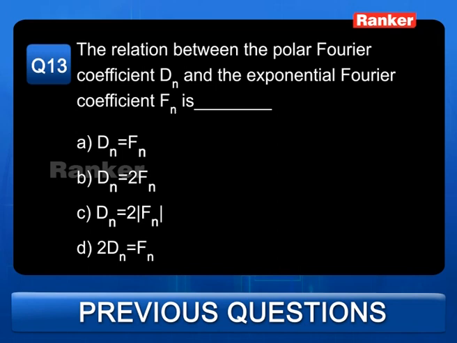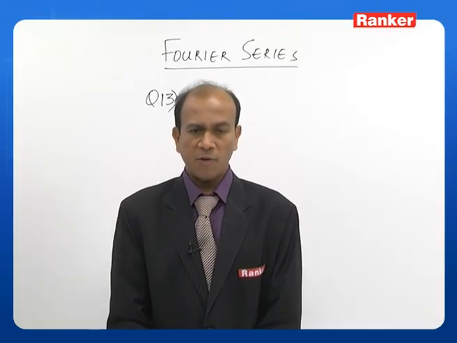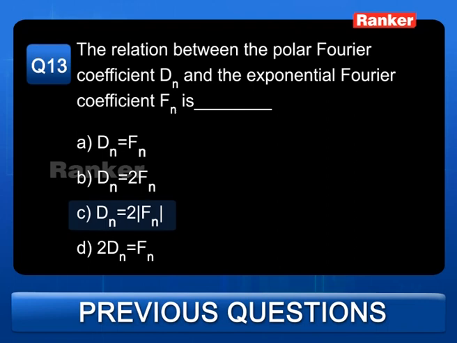Okay, option A: dn is equal to fn. C: the polar Fourier coefficient dn is equal to twice the mod of the exponential Fourier coefficient fn. D: 2 times the value of polar coefficient dn is equal to the exponential Fourier coefficient fn. The answer is the polar Fourier coefficient dn is equal to twice the mod of the exponential Fourier coefficient.